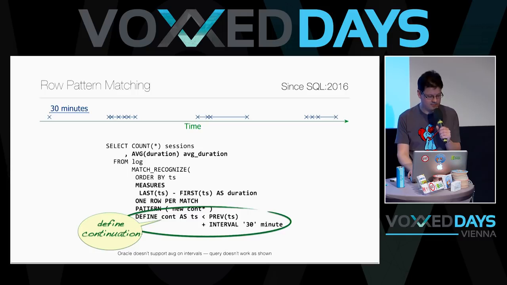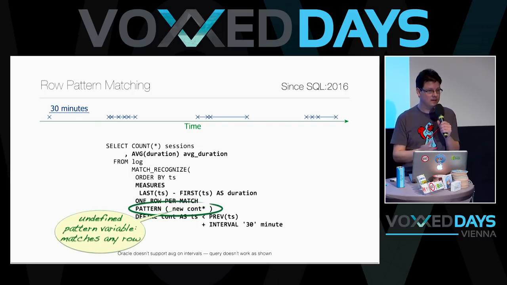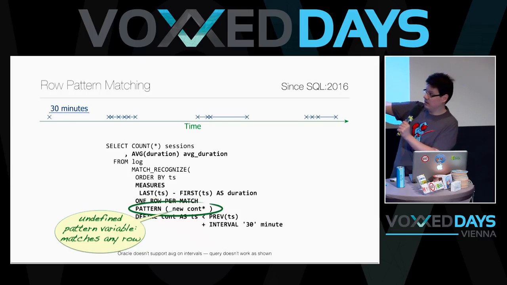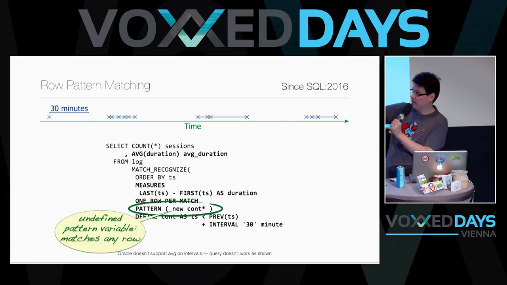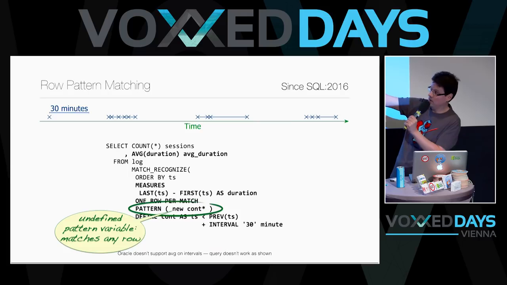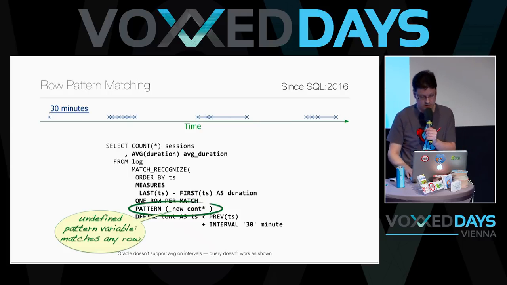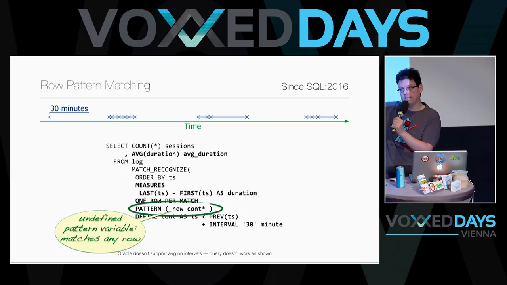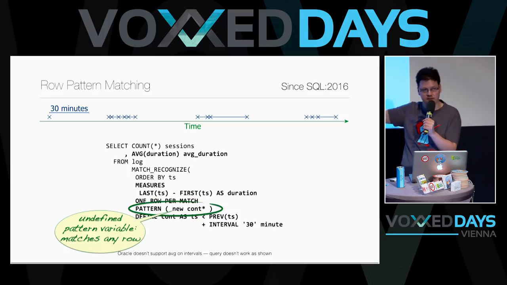And now comes the funky part, the pattern clause. This is actually something like a regular expression. I'm trying to match rows, not characters. In regular expressions we are matching characters, but here we are matching rows. And new stands for any row. Any row is matched. So it will match the very first row for this new thing. And then it will try to match rows against this pattern I have defined there in the next row. So it will try to see, does the next row fulfill this condition? So does it fall within 30 minutes? If yes, it matches it.